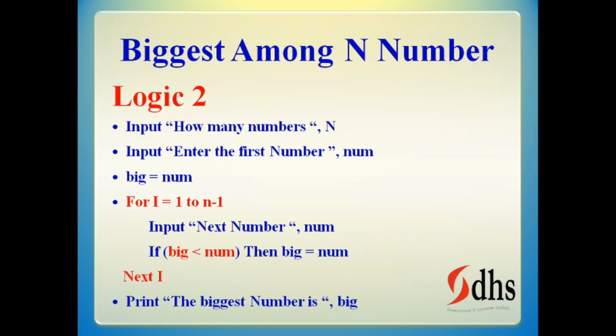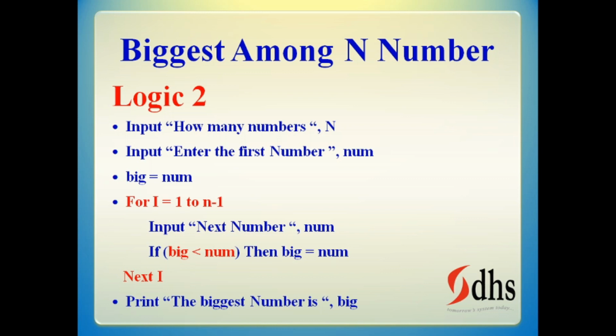So you see the things here. Input how many numbers? 5. Input the first number, which I am telling is 10. So 10 is kept in your mind, that is called big. You are storing it in the variable big. Remaining how many numbers are there? N minus 1, that is 4 numbers only. So I am keeping one for loop from 1 to n minus 1.